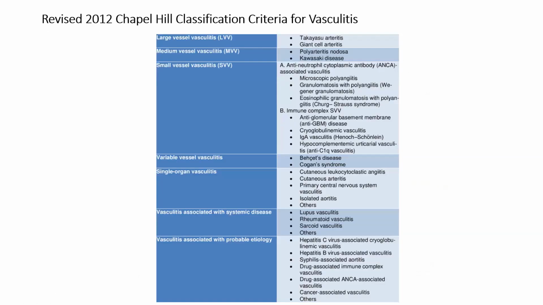This next slide is more of an expansion of the 2012 Chapel Hill classification criteria, and they add these two: Behçet's disease and Cogan's syndrome, which are classified as variable vessel vasculitis. These can affect any size of vessel, and they also talk about single organ vasculitis. An example is primary CNS vasculitis, and then they also mention vasculitis associated with systemic disease. We see our autoimmune diseases here and other chronic inflammatory diseases, and that from other probable etiology. And we see a list of infections and drugs and malignancies in that.